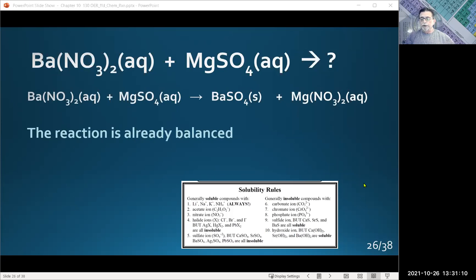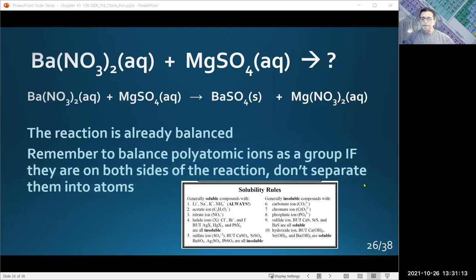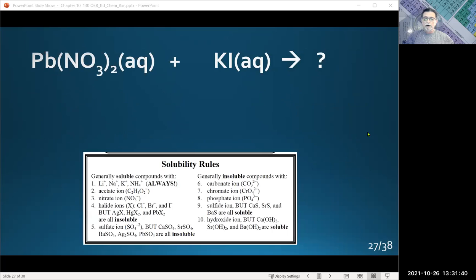All right, this particular reaction by default just balances itself. But if not, again, follow the polyatomic ions. Treat that as a unit, don't separate them. You can if you want, but then you've got to keep track of all the oxygens and all the nitrogens and all the sulfurs. You're just better off keeping track of them as a unit. Okay.